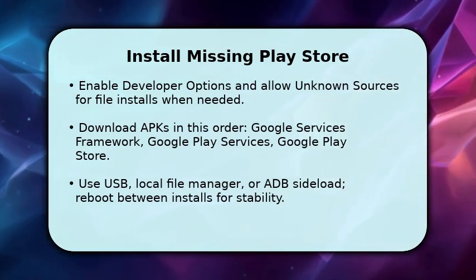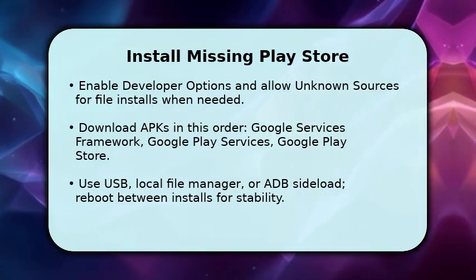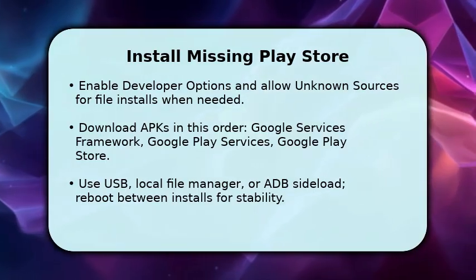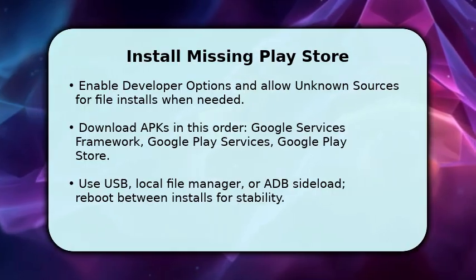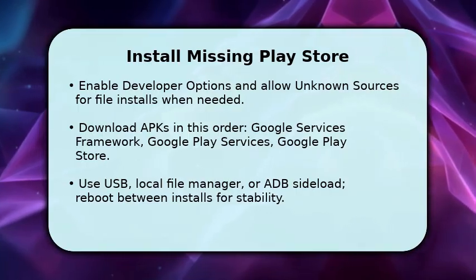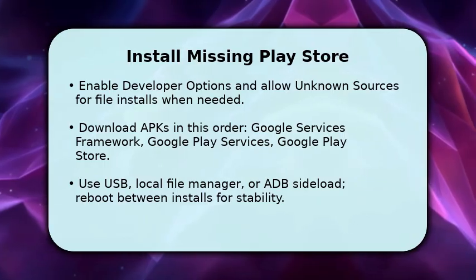First, enable developer options and allow installing unknown apps for your file manager or downloader. This unlocks the path to APKs. Download and install the components in the correct order: Google Services Framework, Google Play Services, then Google Play Store. Order matters because dependencies must register before the store runs.